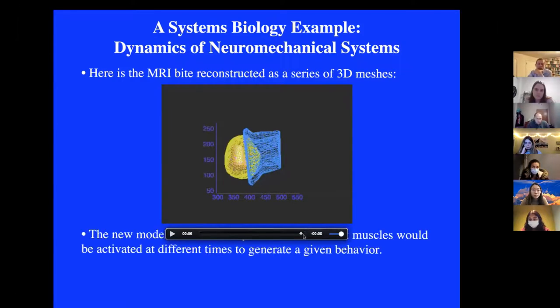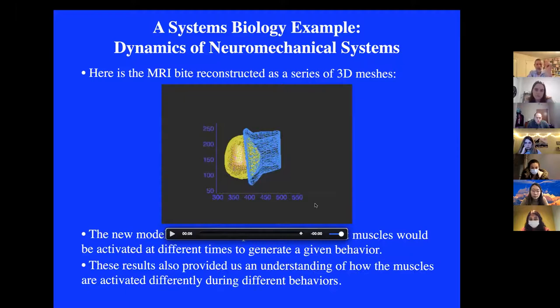that's incredibly valuable, because this model usefully predicts which muscles are activated at different times to generate swallowing behavior. But this also provided us understanding of how the muscles are activated differently during those different behaviors: biting, swallowing, rejection. So I'm not going to take the time. You could hear me speak about this.